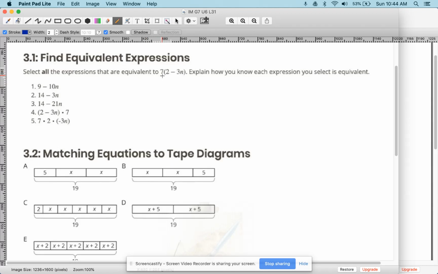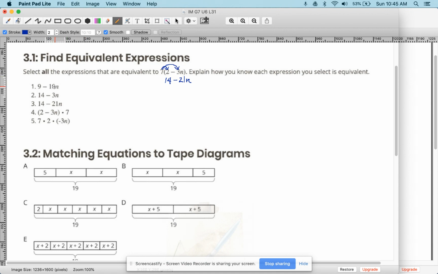So one of the things we talked about earlier is distributing the 7 using distributive properties. So if we do 7 times 2, we're going to get 14. And if we do 7 times negative 3n, we're going to get a negative 21n. So that's one of the things we can look for in our answers. So let's see what we've got here.